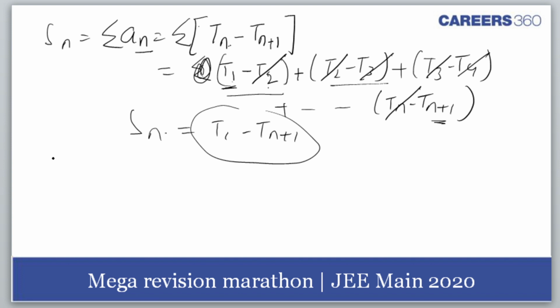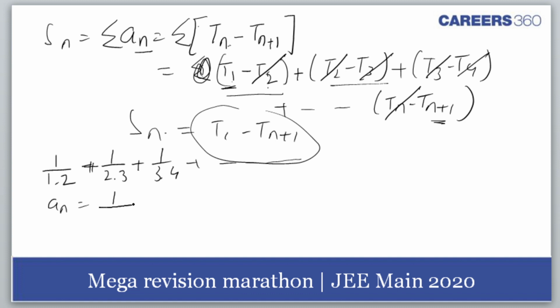For example, I give you a simple case: 1 upon 1 into 2 plus 1 upon 2 into 3 plus 1 upon 3 into 4. Okay, this way there is a summation. So what is the nth term? The nth term is 1 by n into n plus 1. Okay, yes Jatin, welcome. So I split this as 1 by n minus 1 by n plus 1.